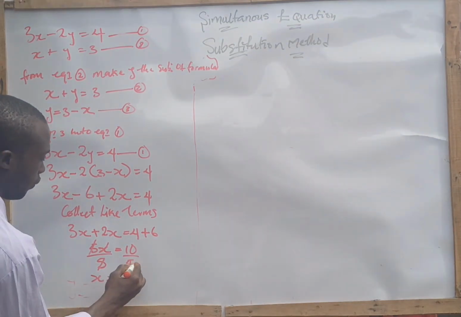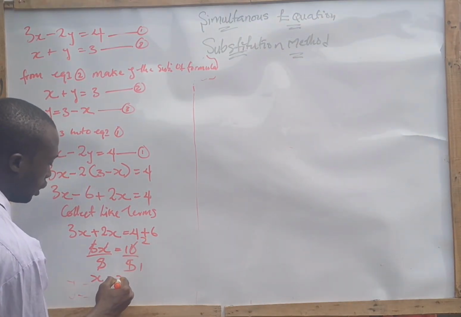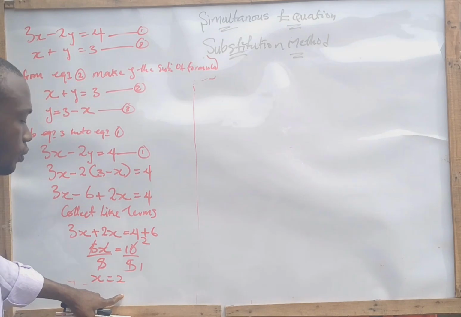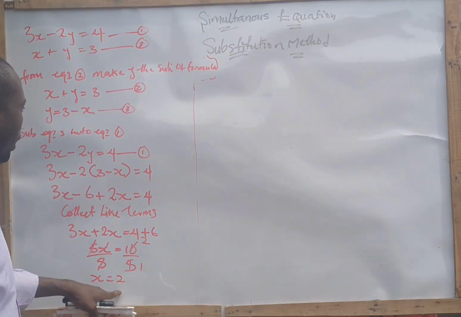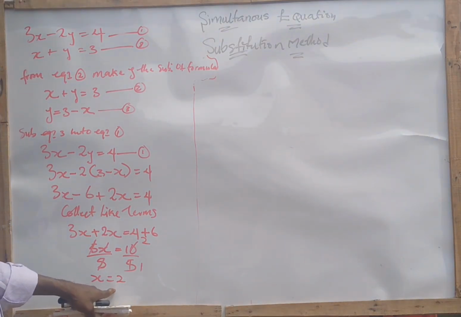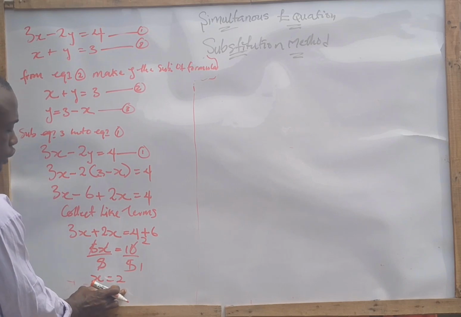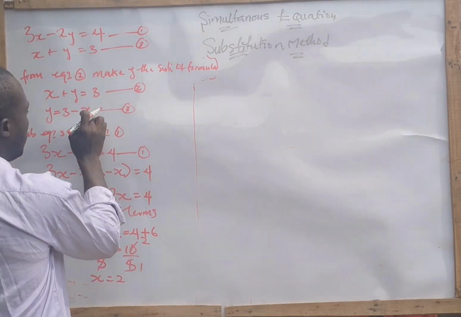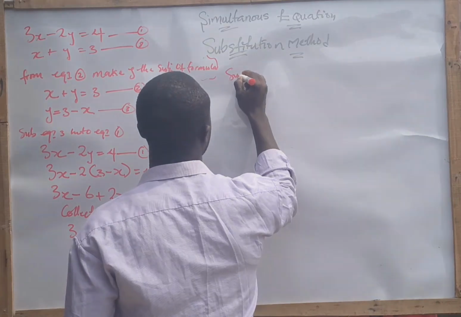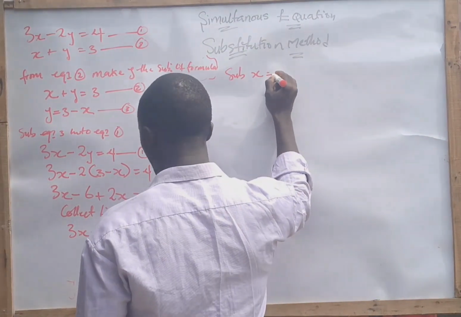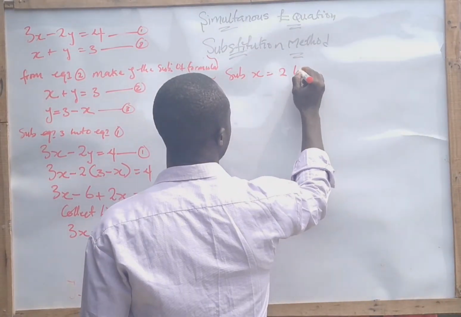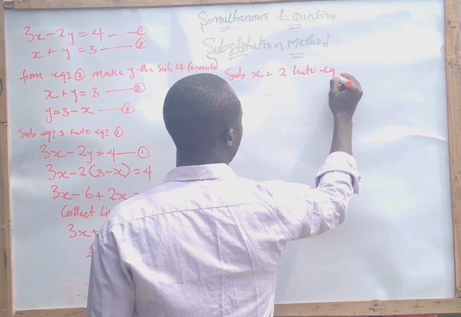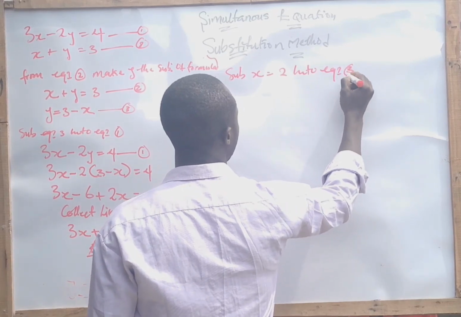x is equal to 5 here 1, 5 here 2. x is equal to what? To 2. So now, since we have x already, we now substitute our x into where? Into equation 3. So we say substitute x, which is equal to 2, into equation 3.